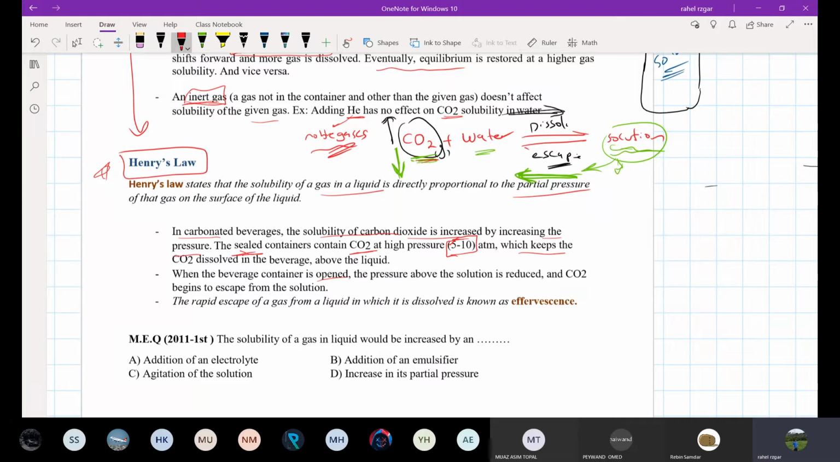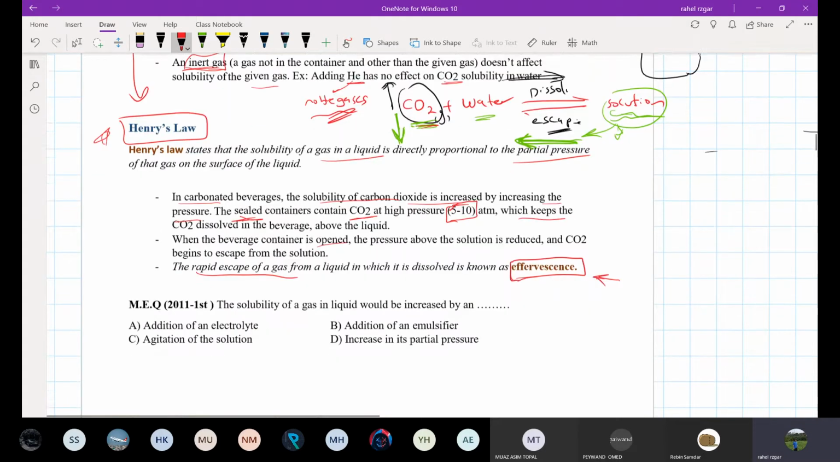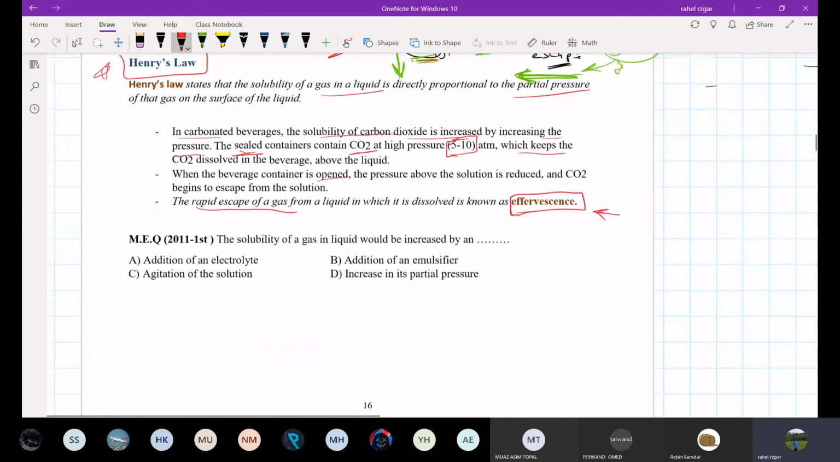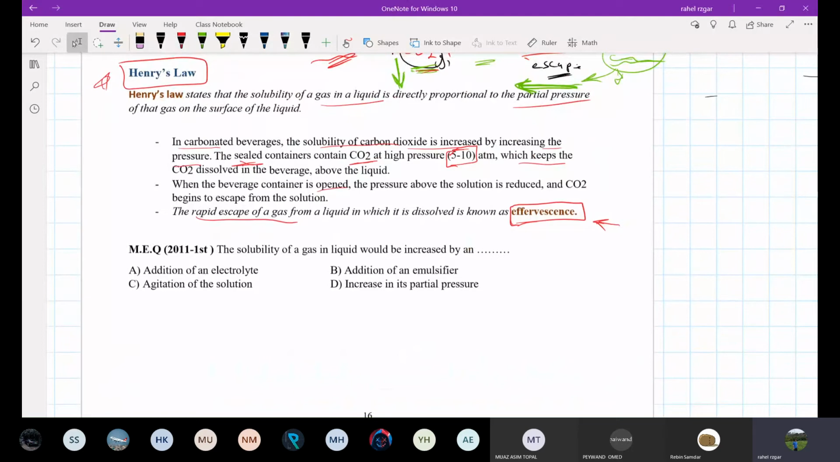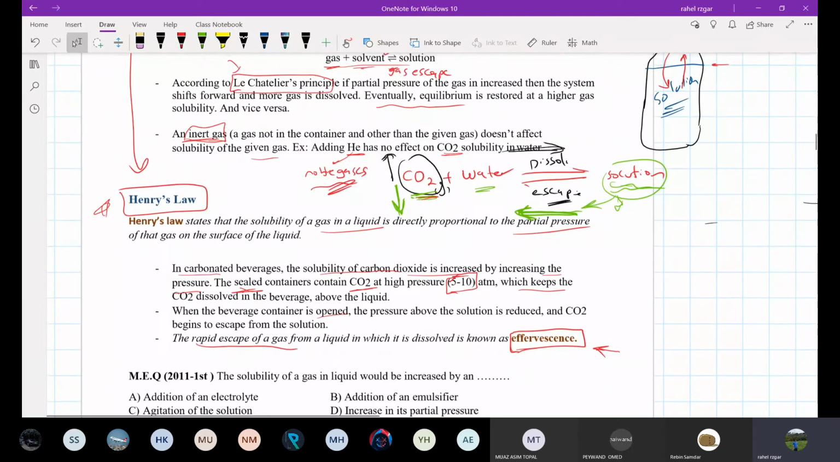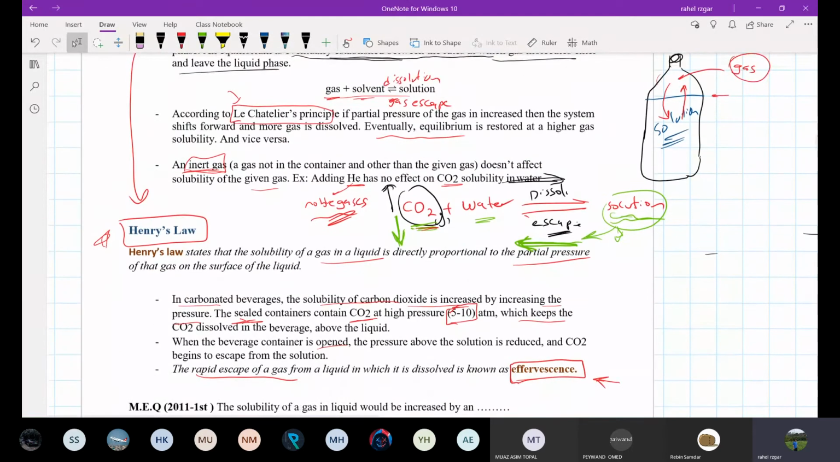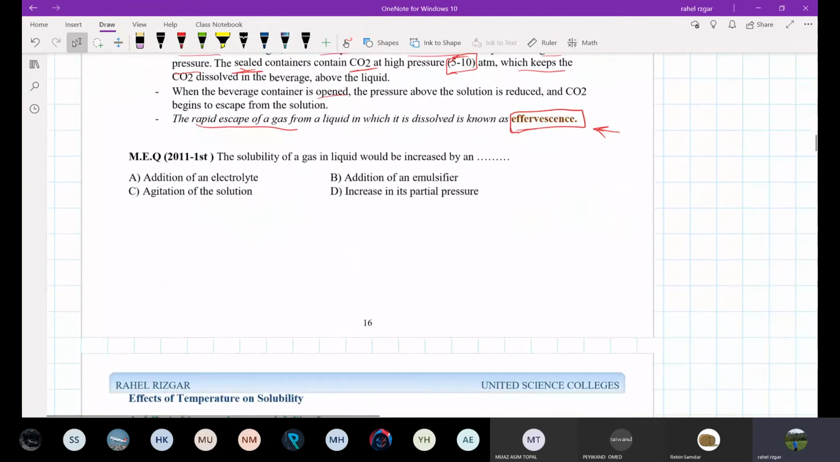That escape, that rapid escape of gas from the liquid is called effervescence. One year, this question, this definition was asked. So like a definition had to be. What is the rapid escape of gas from liquid? We'll say effervescence. So I wrote a definition or an explanation on top.